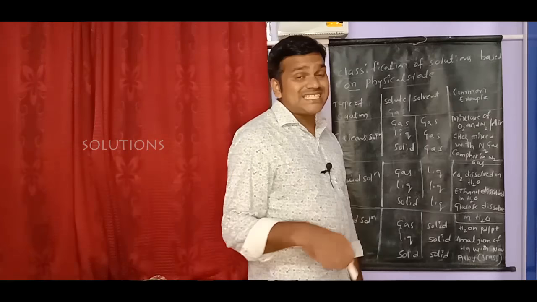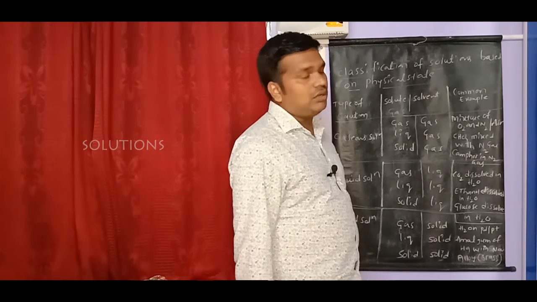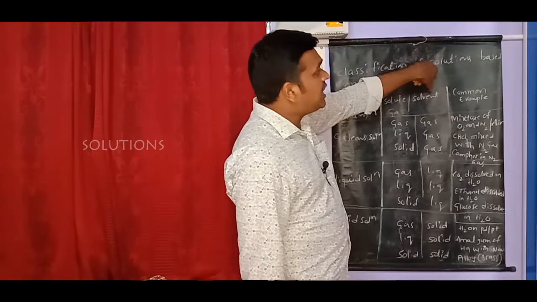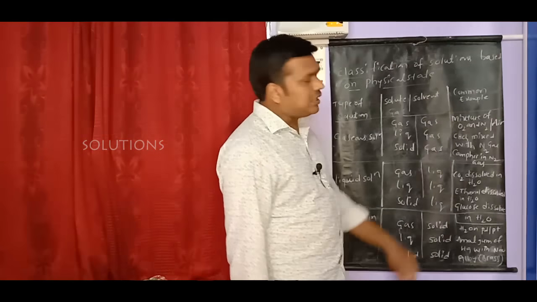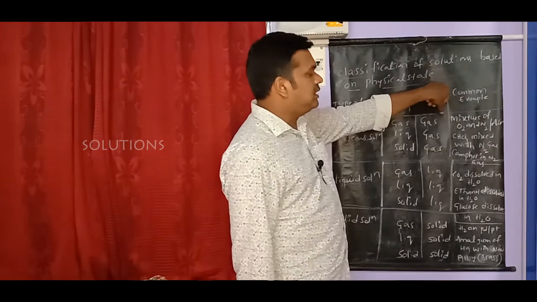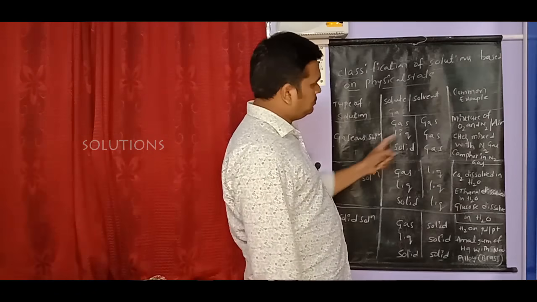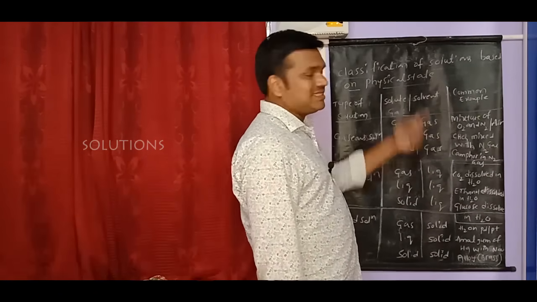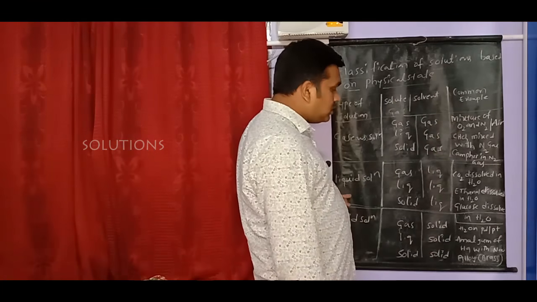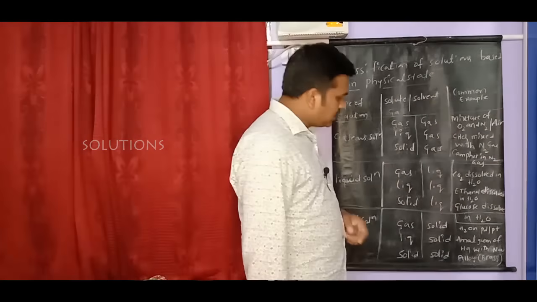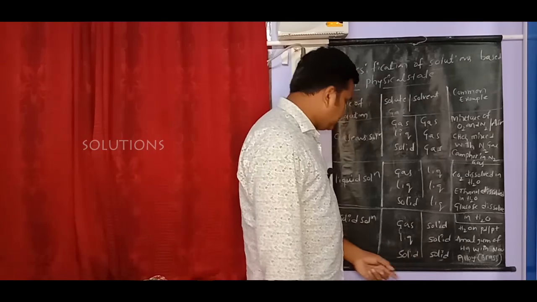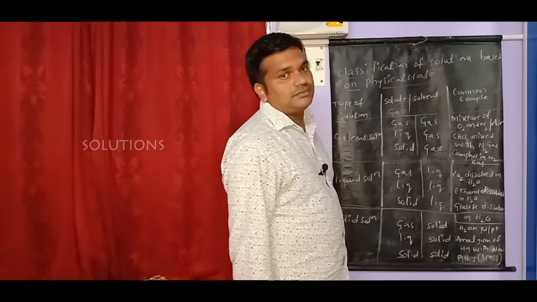Okay, now you can observe this table. The physical state of the solution mainly depends on the physical state of the solvent. Whatever the physical state of the solvent is, that will be the physical state of the solution. So you can see gaseous solution. Here what is the solvent? Gas is the solvent. Here you can see liquid solution. What is the solvent? Liquid is the solvent. Here you can see solid solution. What is the solvent? It is a solid solution.